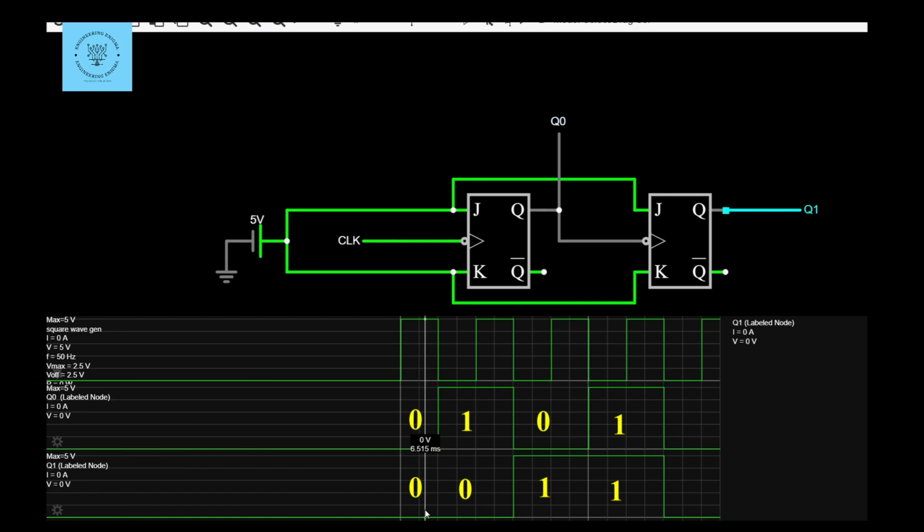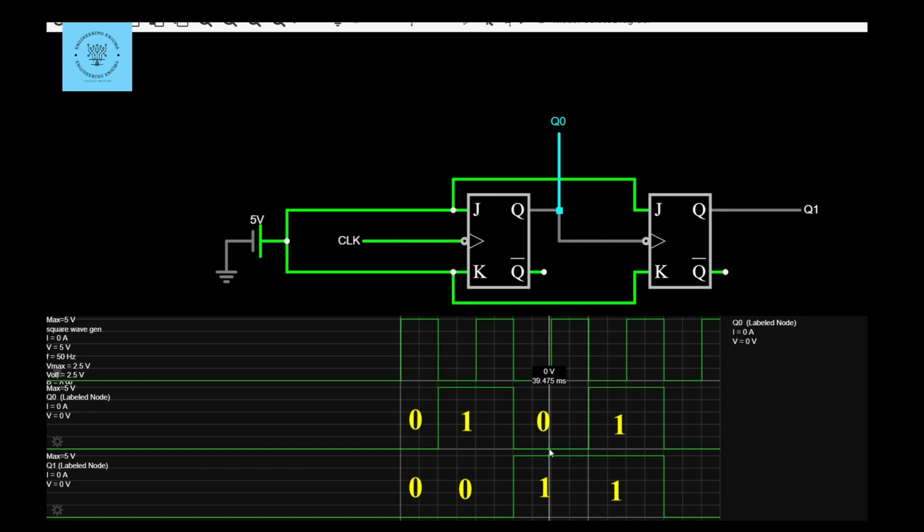Now look at the waveforms in the simulation. The first waveform is the clock signal. The second waveform is Q0, which is the least significant bit. The third waveform is Q1, which is the most significant bit. You can clearly see that the output changes when the negative edge of the clock occurs.